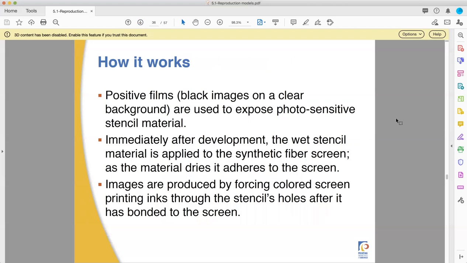So let's talk about how you make these things real quick. They are not talking about all the different types of screen printing here, because there's lots of different ways of making the stencils, including hand cut stencils out of paper and other materials that are glued onto a mesh. They're only talking about the modern photo emulsion system.